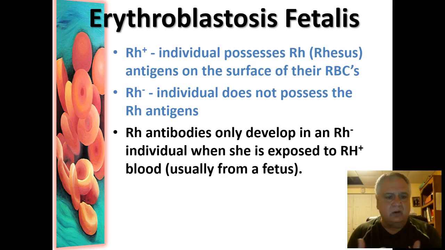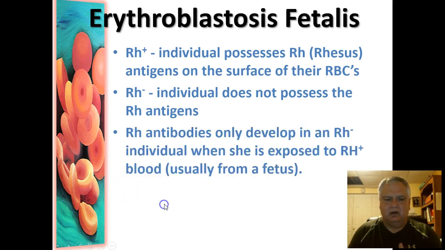So in summary, Rh antibodies in the plasma, the anti-Rh antibodies, or what we would designate as anti-D antibodies, only develop in an Rh negative individual when she is exposed to Rh positive blood, usually from a fetus. Now, this can happen in men too, but this is most important in pregnancy and fetal development. That's why I have she there.